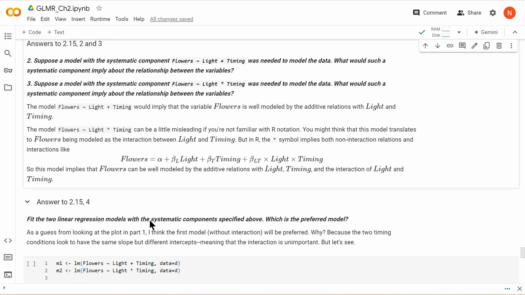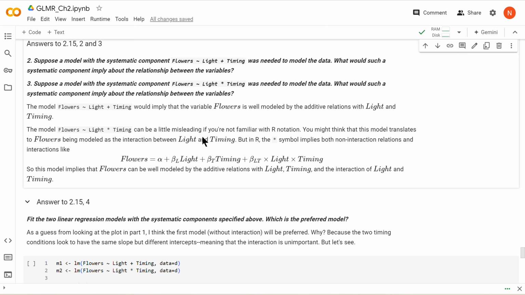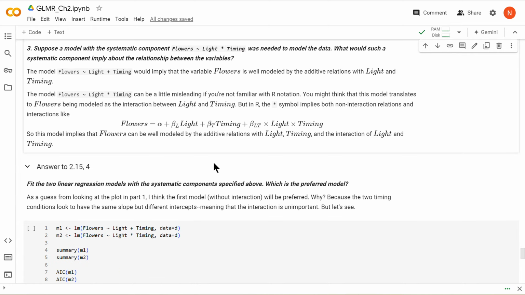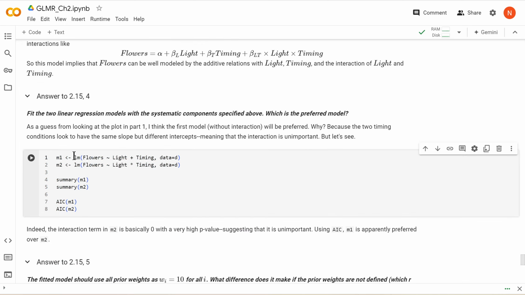Okay, so now we're going to create two models. Well, we're not going to create them. We're going to implement the two models that we just discussed in R, and then talk about which one is preferred. Okay. So before I do this, well, so here's the code. You can see the code. And before I do this, I'm going to guess which one is going to be preferred.